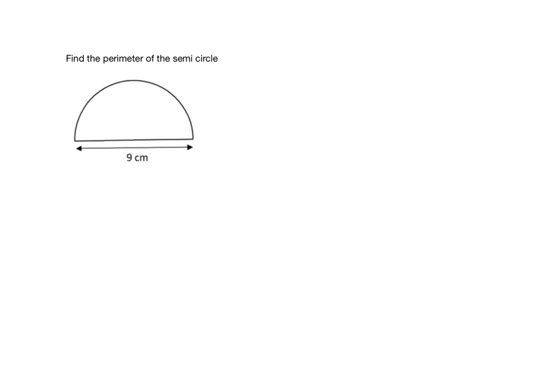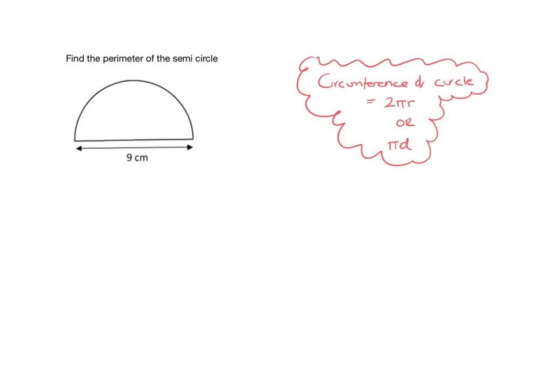Now, you'll notice a semicircle is half of a circle. So the first thing we're going to think about is how do we calculate the circumference of a circle? Now, the formula for the circumference of a circle is 2 pi r, so 2 times pi times the radius, or pi times the diameter. Now, because we're working out the arc of a semicircle, we're going to half the value of the circumference of the circle.